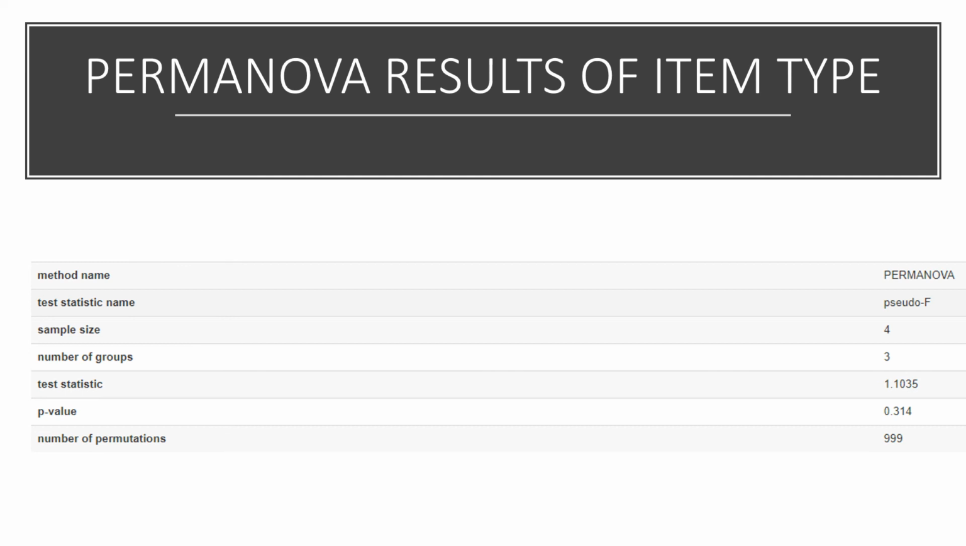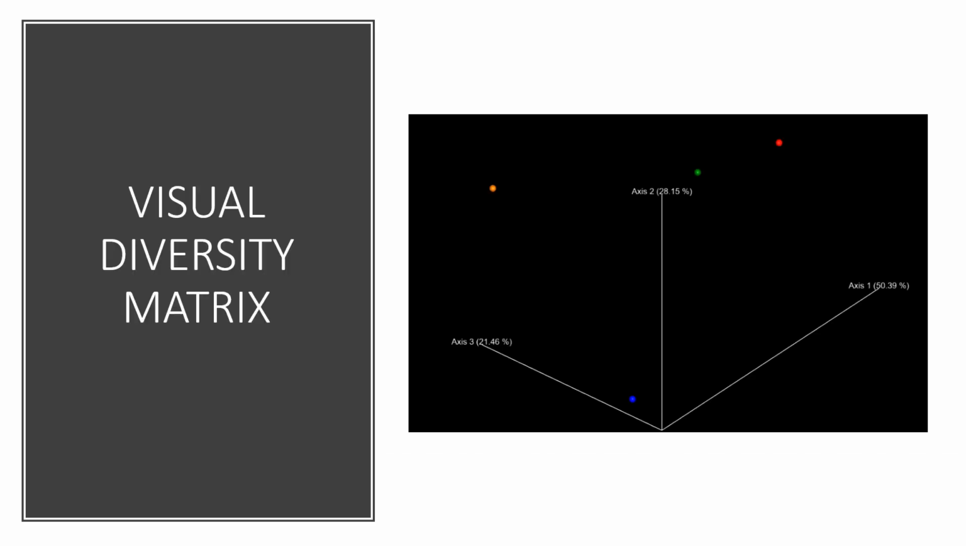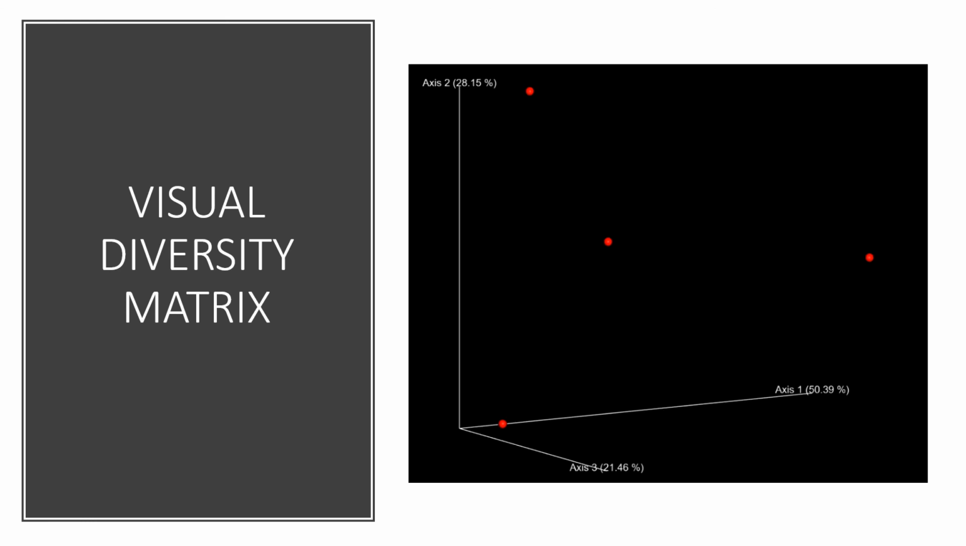Now this is the PERMANOVA result item type table. It shows the method that I've used, the sample size, number of groups, and p-values. That's just a summary of the method. Now after the analysis, the item types and all of the results that we got were visually represented here. So this is a visual diversity matrix representation of the analysis, as you can see.